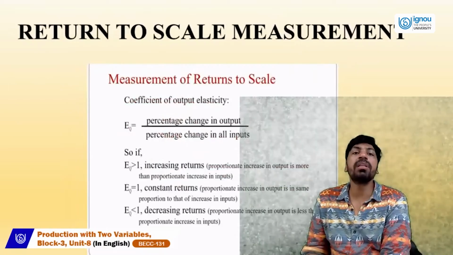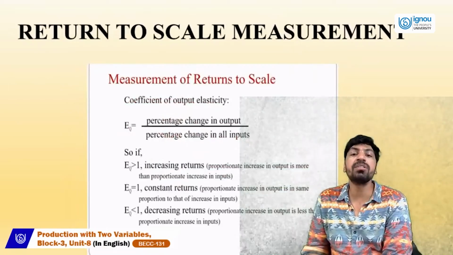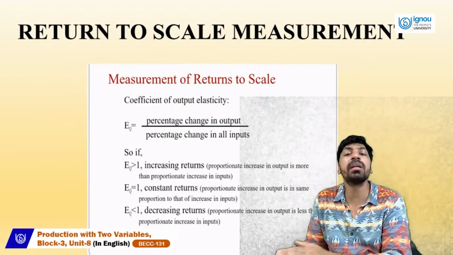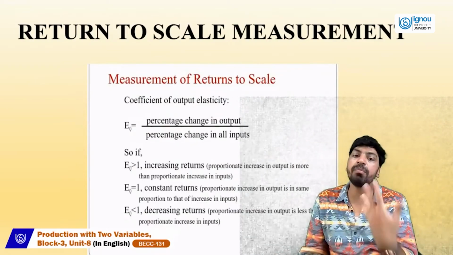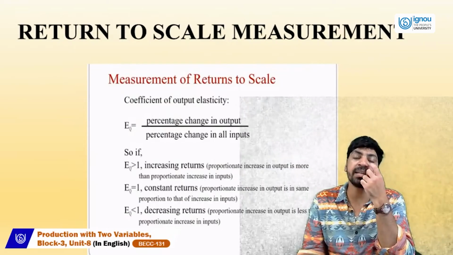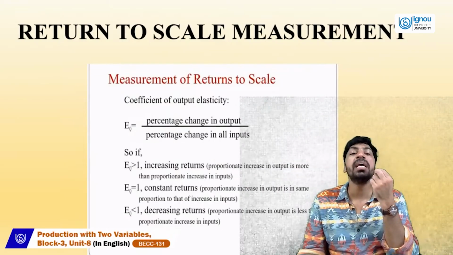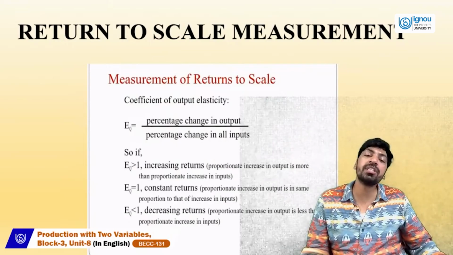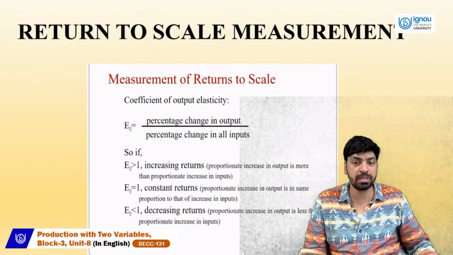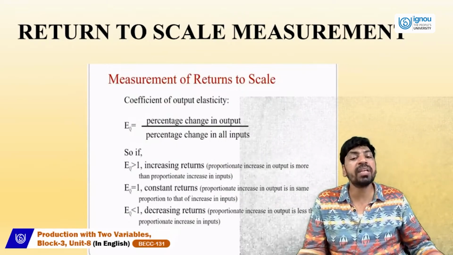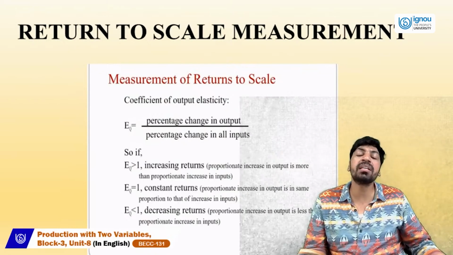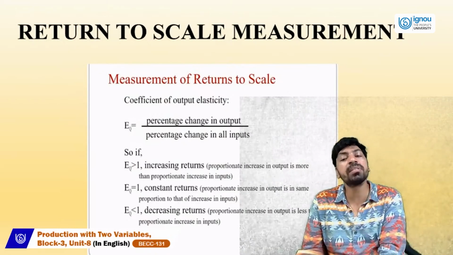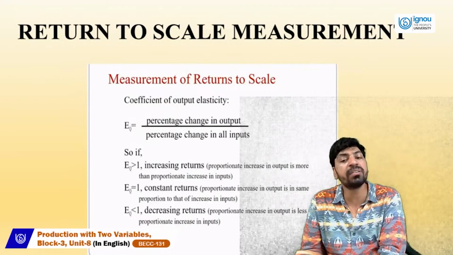Here we talk about the measurement of returns to scale. The returns to scale come in the long run only. So how do we measure returns to scale? It refers to the percentage change in output due to a percentage change in all the inputs. There are three degrees of returns to scale: increasing returns to scale, constant returns to scale, and decreasing returns.